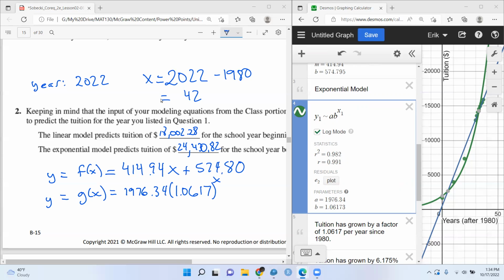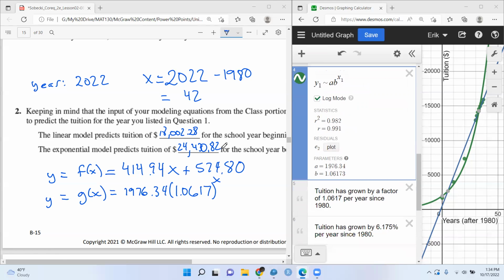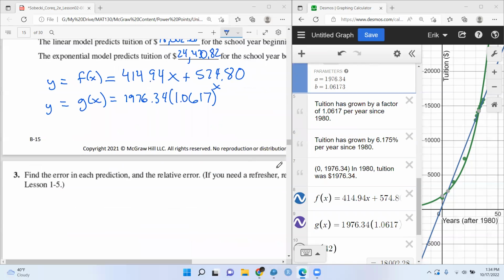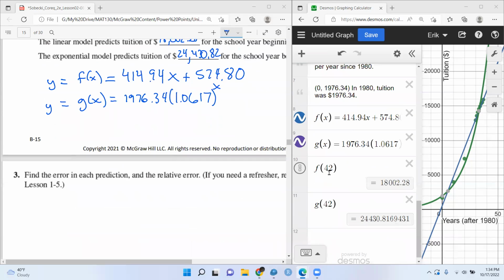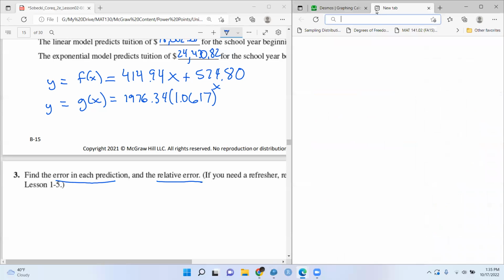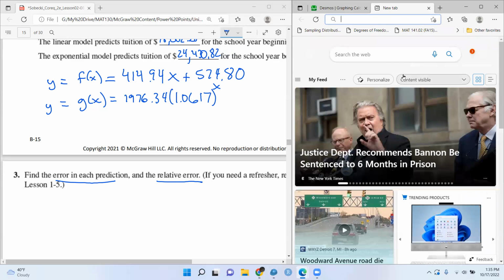Okay, good. Because what was so nice about using that function notation is that then I could just write f of 42, there's my answer, g of 42, there's my answer, done, done, done, right? So our author then says we are to find the error in each prediction and the relative error, or percent error. So we need to go figure out what is the actual value.